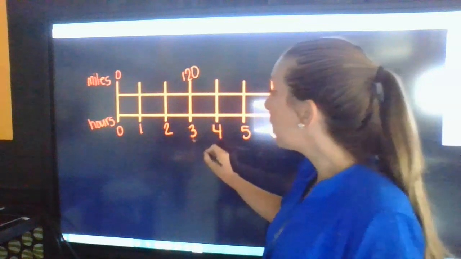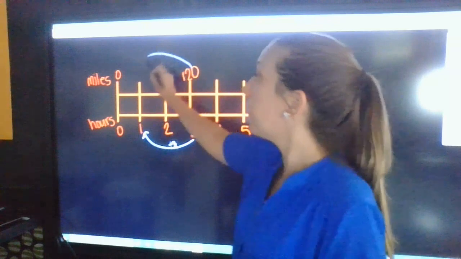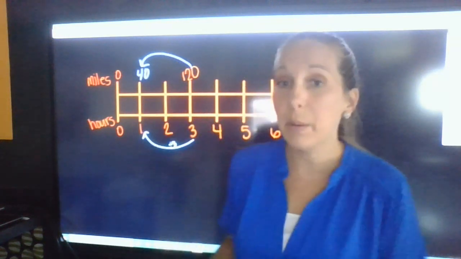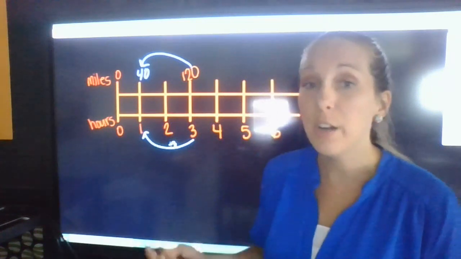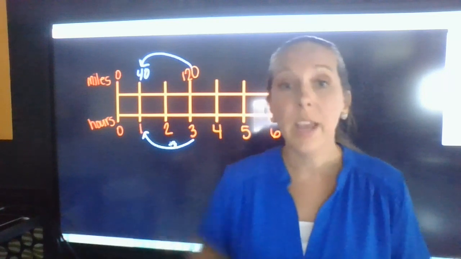So on this, what we could say is if we know that we have 3 hours is 120 miles, now we can go back and say divide by 3 and get 1. So we're going to divide the 120 by 3 and get 40, which is exactly what we talked about yesterday, being the 120 miles equals 3 hours is the same thing as the 40 miles in 1 hour.